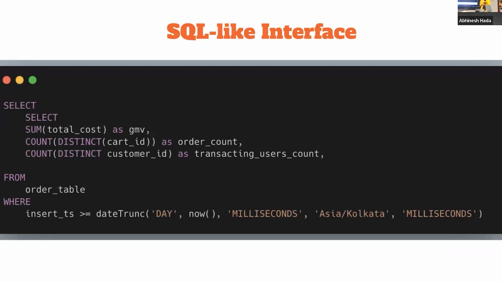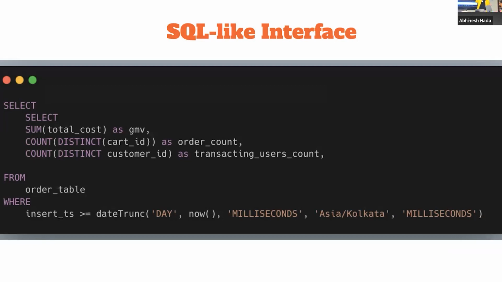We also need a SQL-like interface, at least right now. It's because it helps folks get onboarded easily, and it also helps us read things easier, right? SQL is something that the whole data team is much more comfortable with and has experience working on. So we need a SQL-like interface.